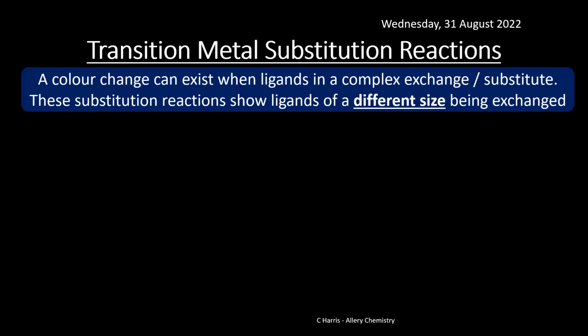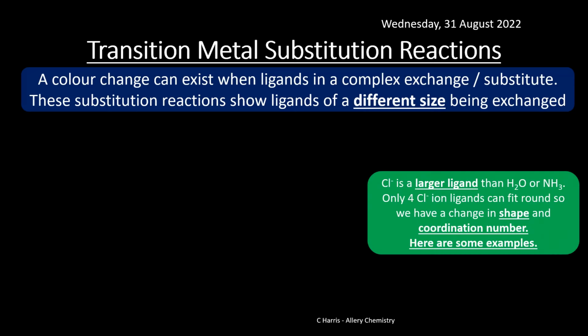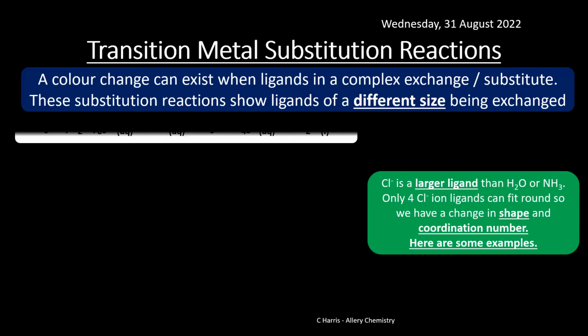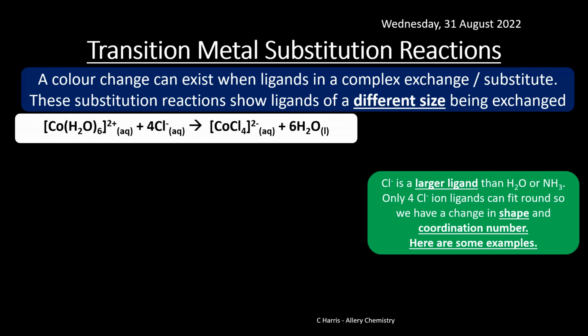Okay, so let's look at the same thing, but these substitutions show ligands of a different size being exchanged. Remember, the Cl- ion is a larger ligand than water or ammonia, so we can only fit 4 chloride ligands around this shape. So we do have a change in shape and coordination number. Let's look at some examples. There's your Co(H2O)6, with 6 water ligands around cobalt.